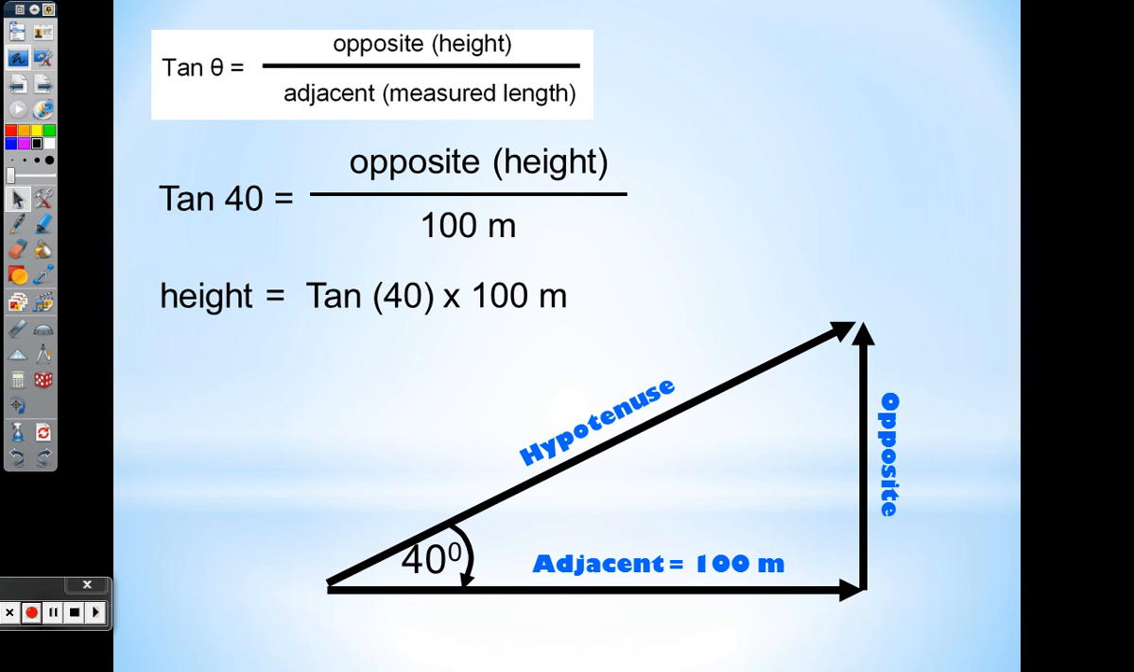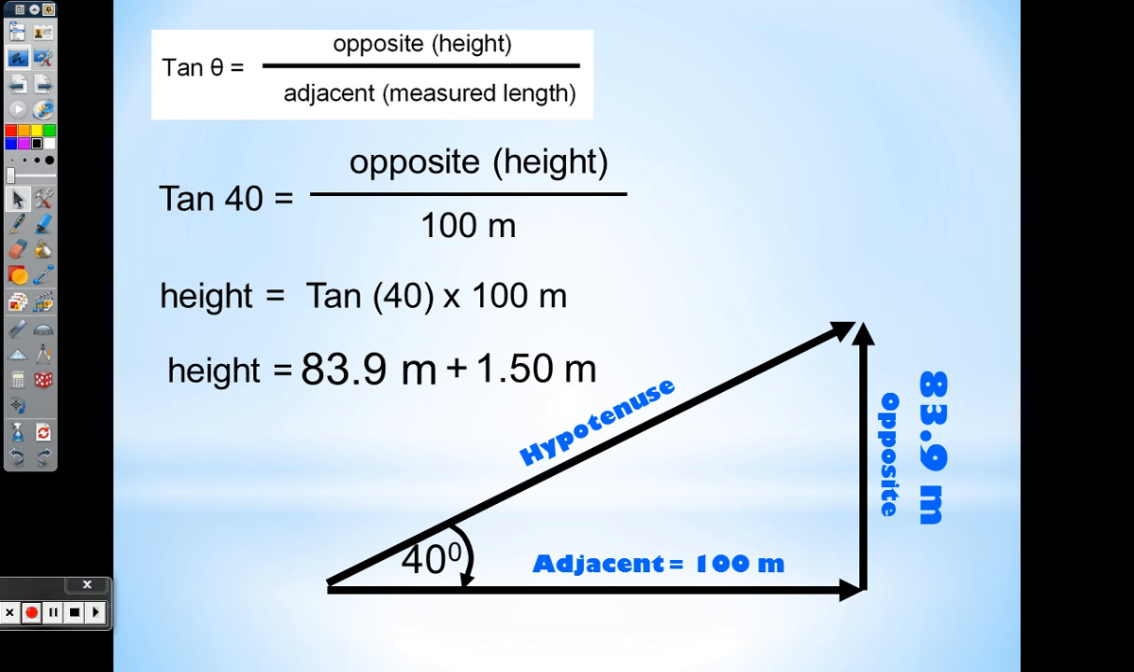All right, what do we get? 83.91 meters. Is that our answer? No. What do we need to do? Add your height. Add the guy's height, right? So we're going to add in the 1.50 meters.